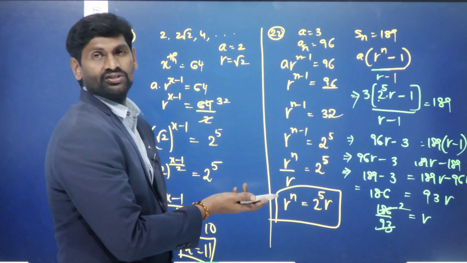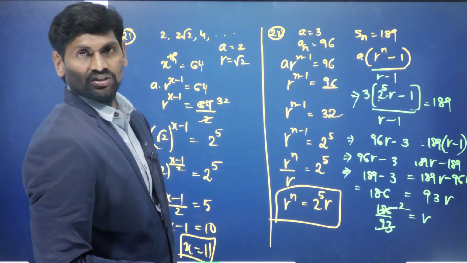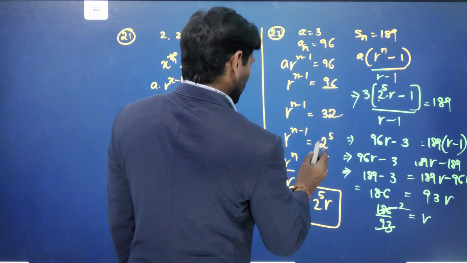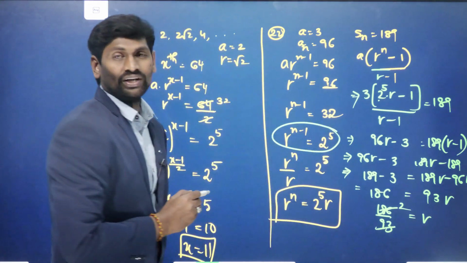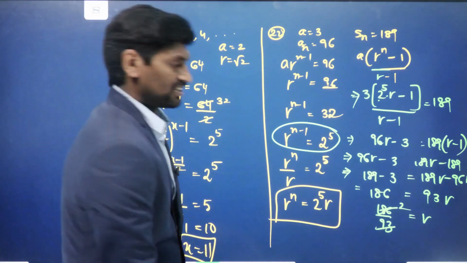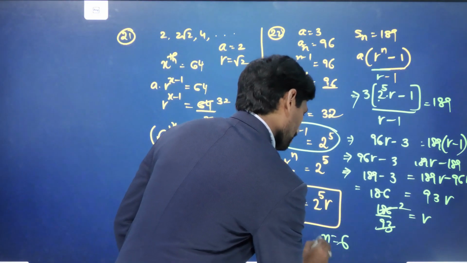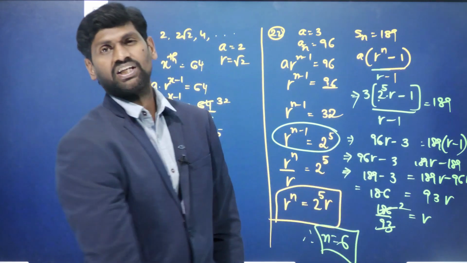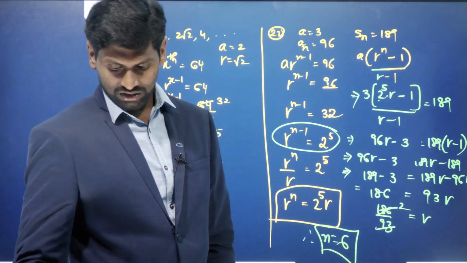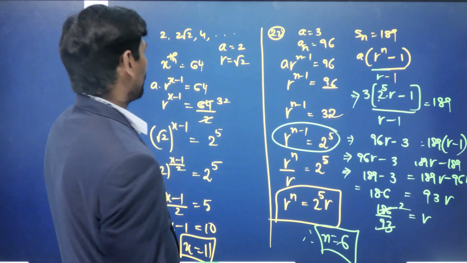So from this equation, what is the n value? The n value will be 6. But we should learn the process now, that's why we did so much of the process. Now we'll go to the next problem.